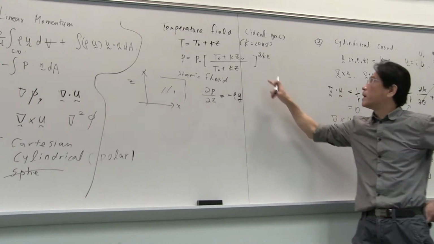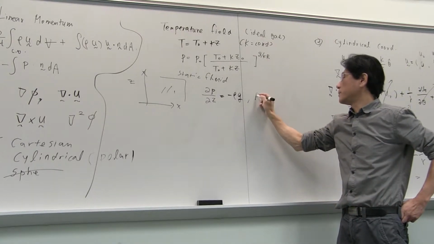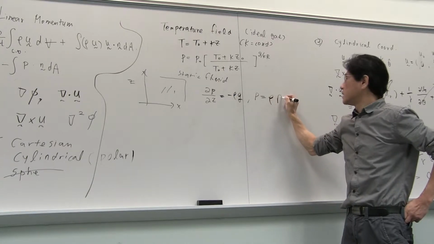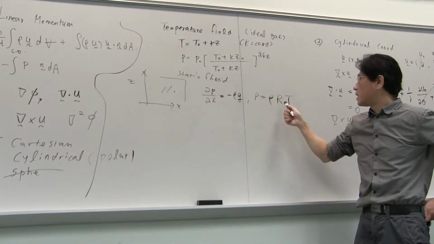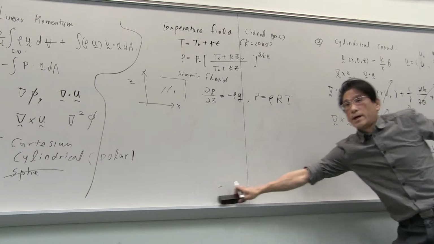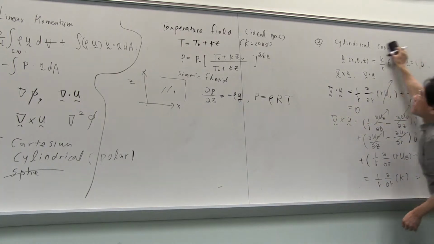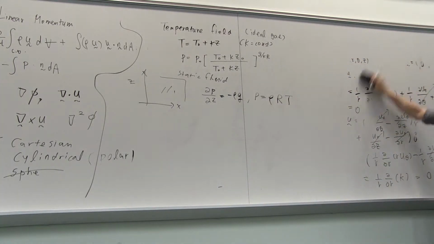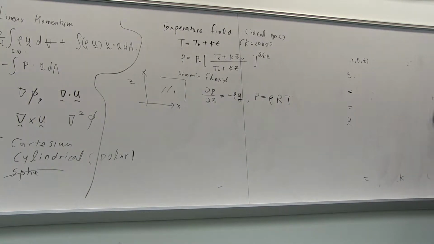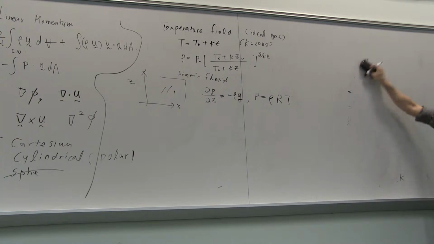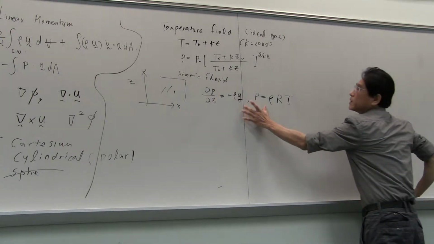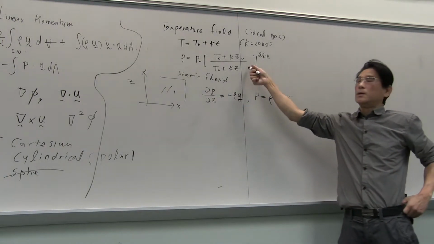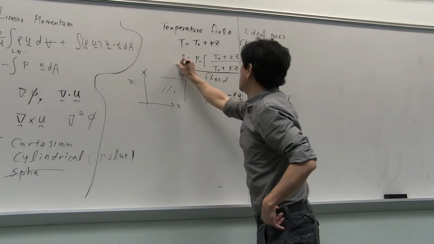Now, you have an ideal gas here, so it's going to be P equals rho times R times T, right? R is constant here. So let me do this part. We're going to use these two equations to come up with the pressure as a function of z.